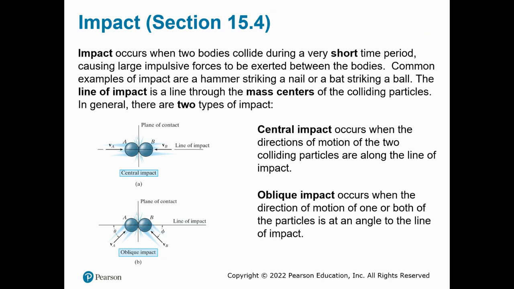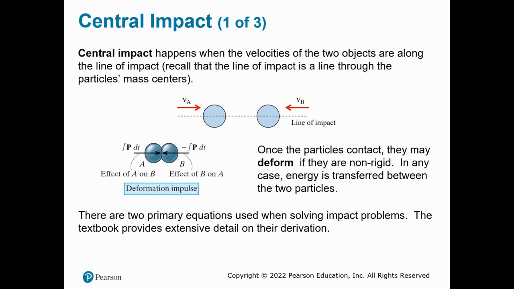In general, we have two types of impact. The central impact occurs when the direction of motion of the two colliding particles are along the line of impact, and oblique impact occurs when the direction of motion of one or both of the particles is at an angle. So they're coming in at an angle, or they are coming in along a line. Central impact, first off, happens when the velocity of two objects is along the line of impact.